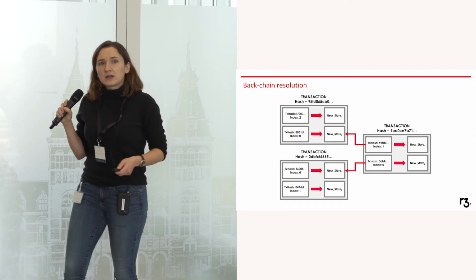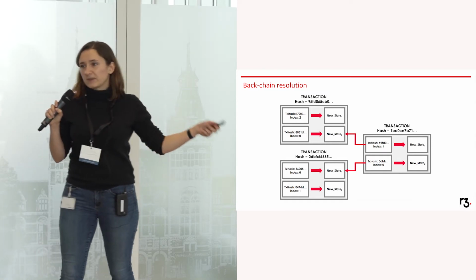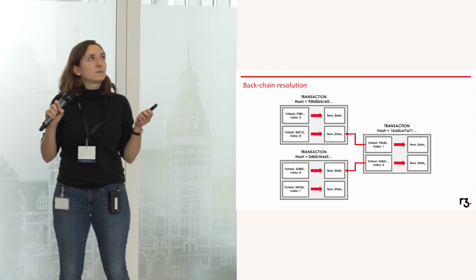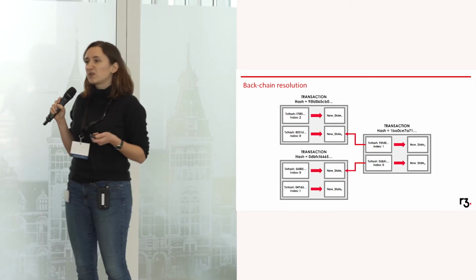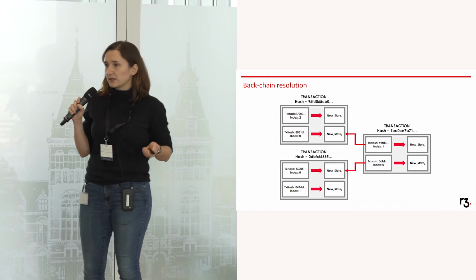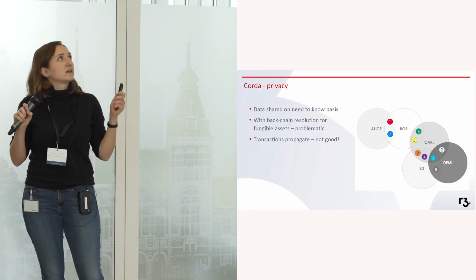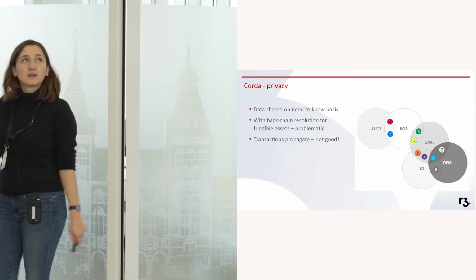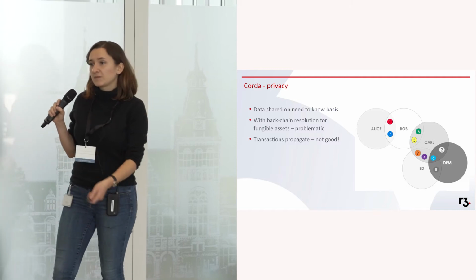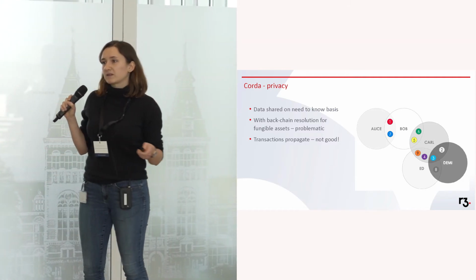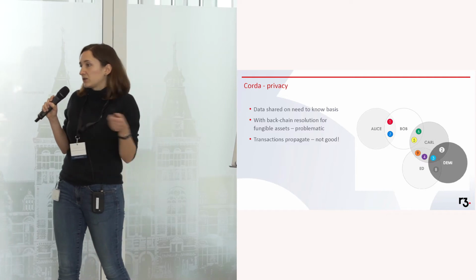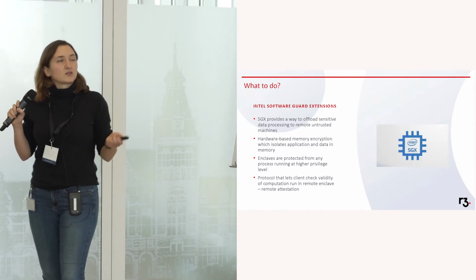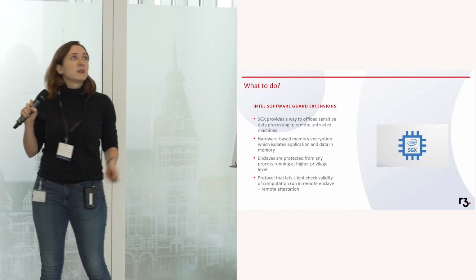So we need to walk the chain of the transactions back to the issuance transaction. And it is fine because in non-fungible assets that are not that often traded, right? Because Corda privacy model is like data shared is on need-to-know basis. However, with very fungible assets like cash, it might become a problem because in the end you can see the whole transaction graph, which leaks information, and it's not good. So how do we solve it right now?